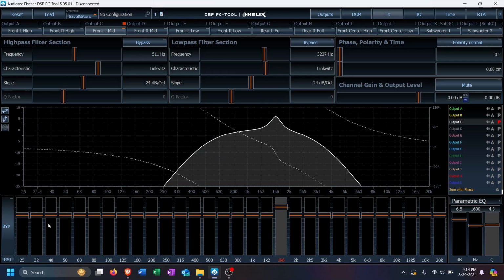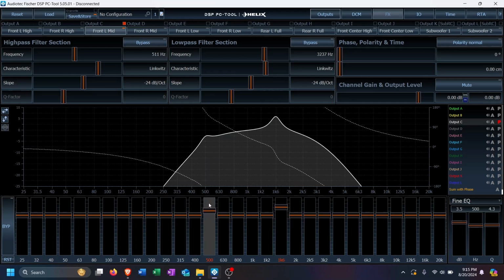So, for instance, in Helix, we have all of these sliders, and they're each in the kind of fine EQ mode by default, 1/6 octave away. That makes it really convenient, especially if you're using 1/6 octave smoothing on your frequency response measurements, to just come in here and do whatever you need to quickly make your EQ adjustments.